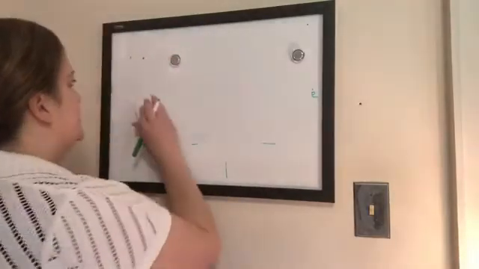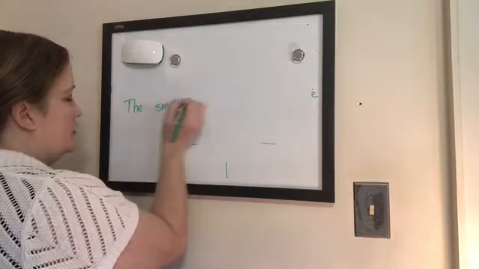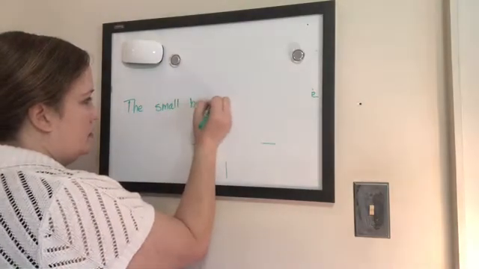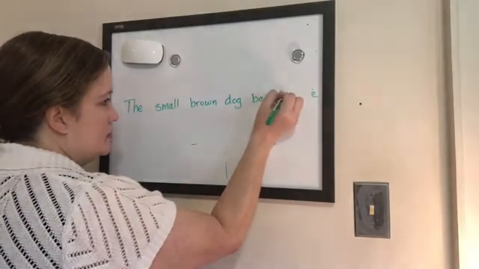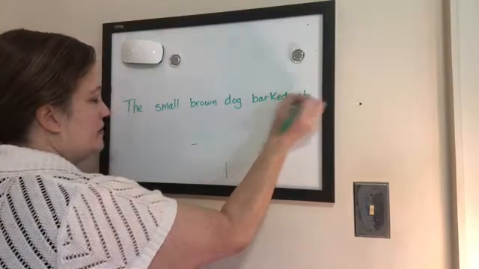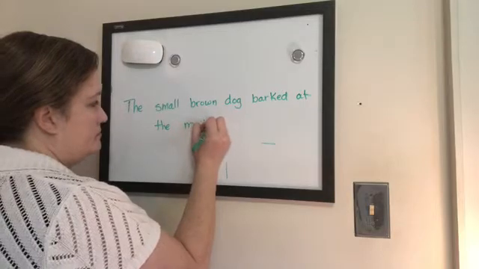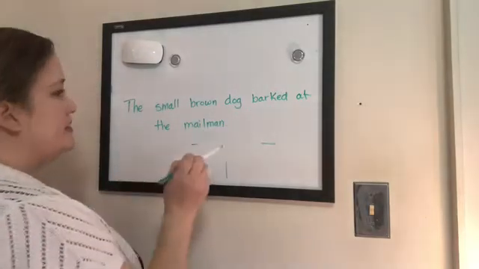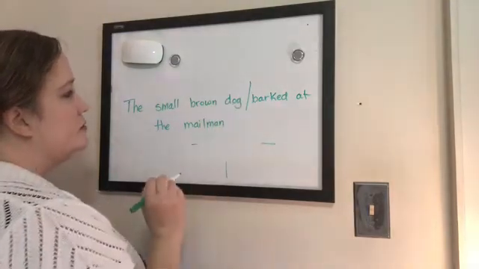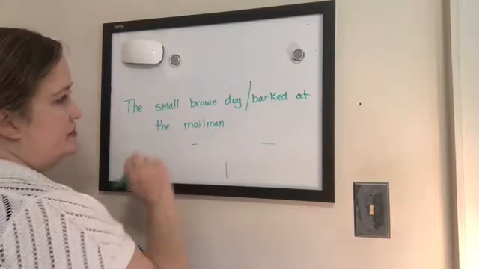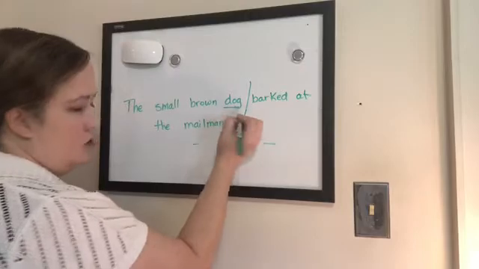So here is a sentence I'm going to write. The small brown dog barked at the mailman. All right, so the complete subject is the small brown dog. And what did the small brown dog do? That's the predicate, barked at the mailman. But the simple subject is dog.